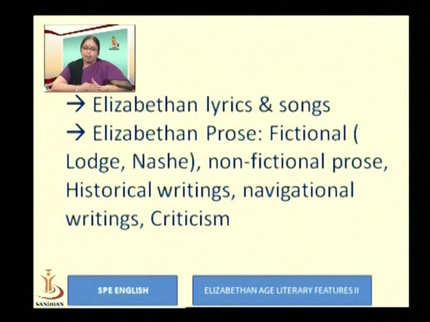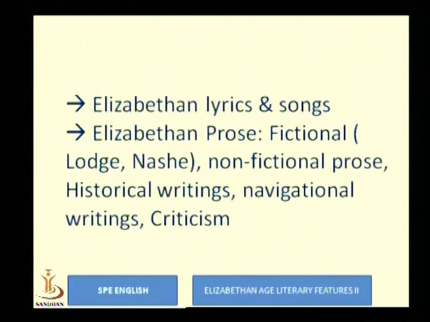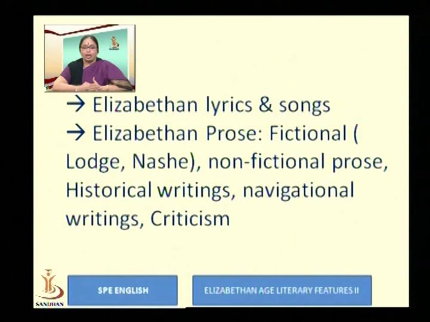We also see that apart from sonnets, the kinds of poetry that were written were Elizabethan lyrics and songs. Elizabethan prose is another feature where different kinds of prose were attempted. There was fiction, specifically by Thomas Lodge and Nash. There was non-fictional prose also written during this period. And then you will also find historical writings, navigational writings and criticism. So there is not one single form that was not attempted during the Elizabethan age.